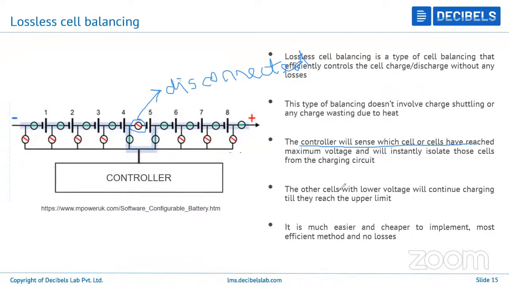And this is much easier to implement compared to other types of circuits that we had seen before. It doesn't require much complex algorithms or complex programming. The controller has a very simple function, and that is with respect to the switch. That switch will be for all the cells. So this is with respect to lossless balancing.